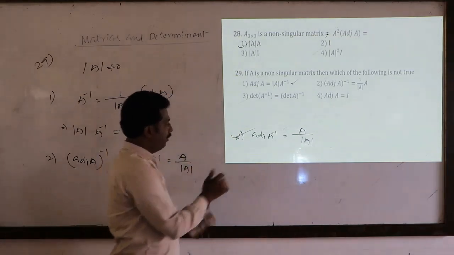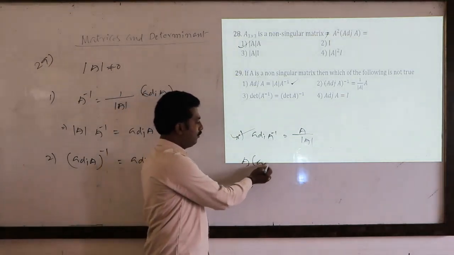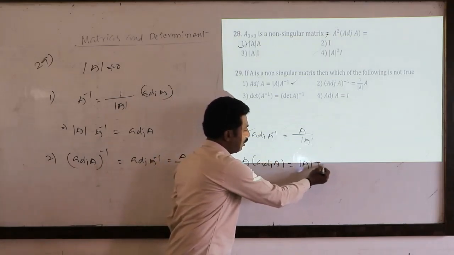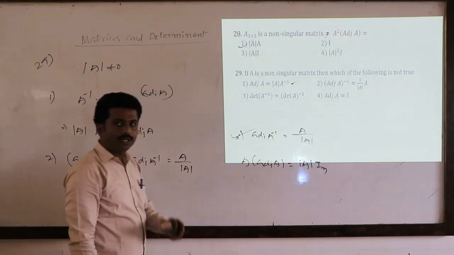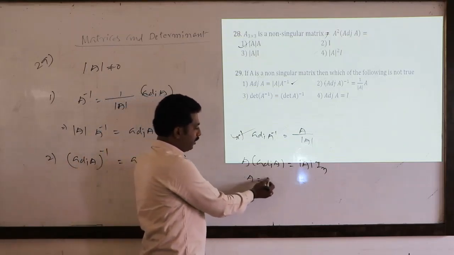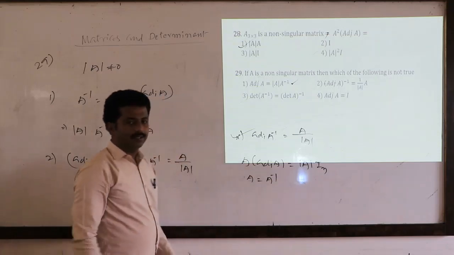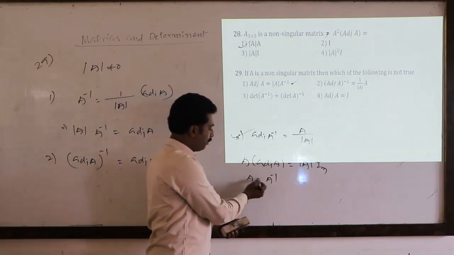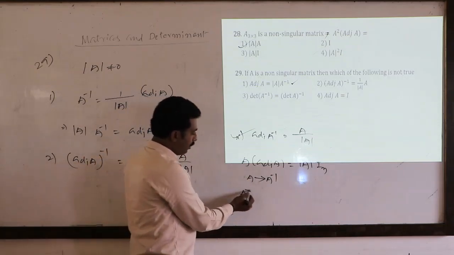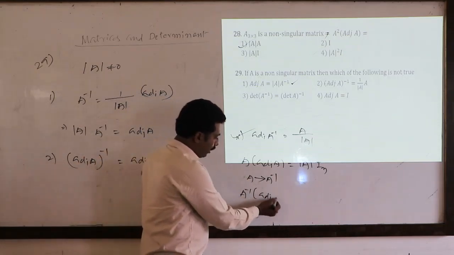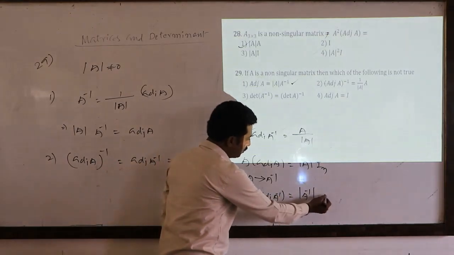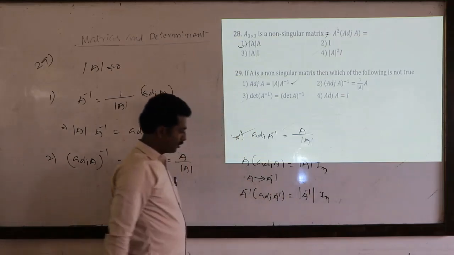Generally, A into adjoint of A equals determinant of A into In. See here the formula: A into adjoint of A equals determinant of A into In. Wherever A is there, in that place I am replacing A inverse. So what will we get? A inverse into adjoint of A inverse equals determinant of A inverse into identity matrix.